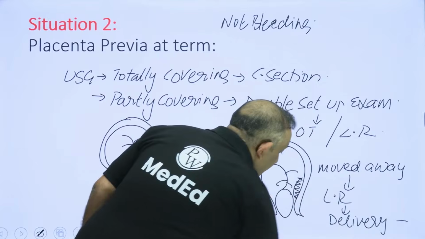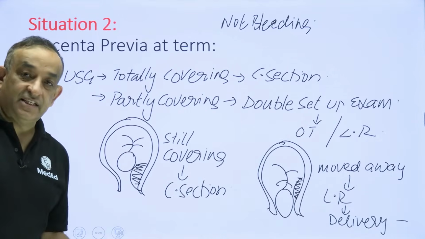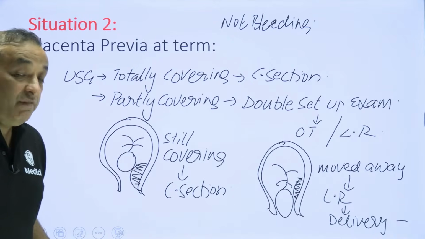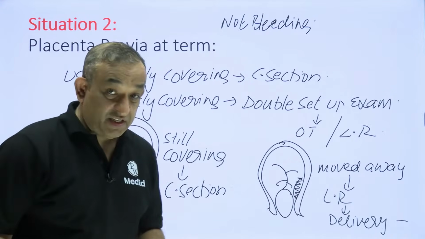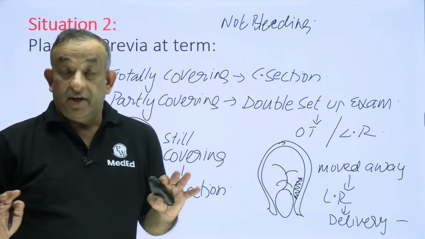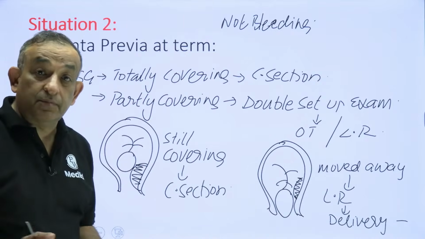So yes, this is that INICET, PGI, JIPMER entrance type of question. They keep asking you very occasionally, because double setup examination, there are not many proponents of that, but it is still mentioned in your Williams. So we are still teaching you double setup examination only when she is not bleeding, guys. When she is bleeding, please don't do PV.